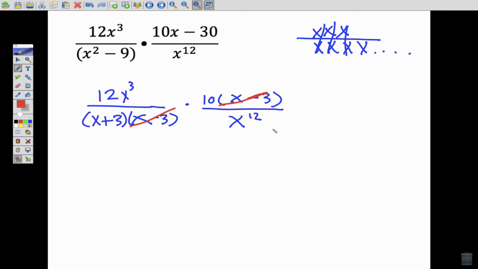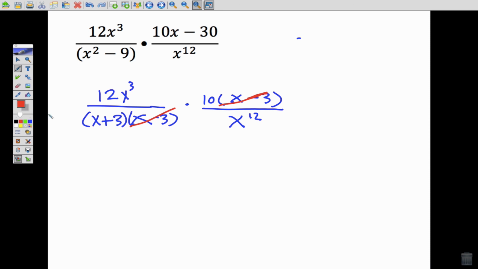This wouldn't work if we had, like, 10 plus 7x divided by 7x. These don't cancel because we're not in factored form up top. We need to have things that are being multiplied together.